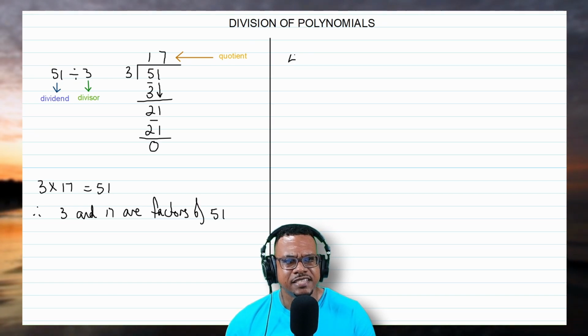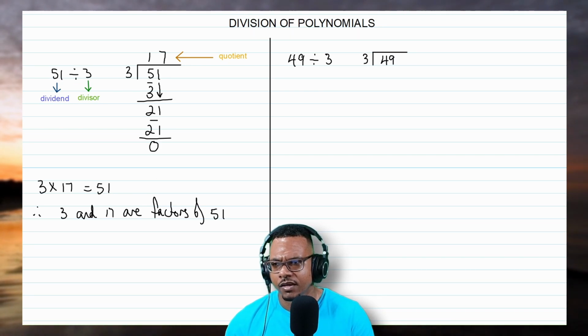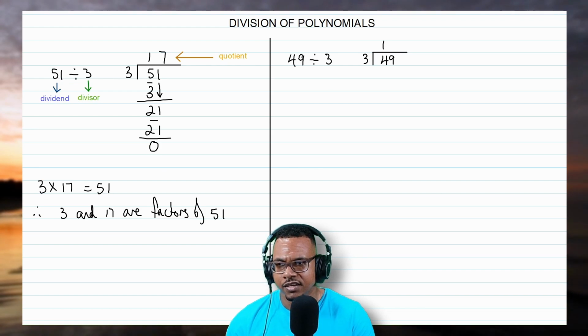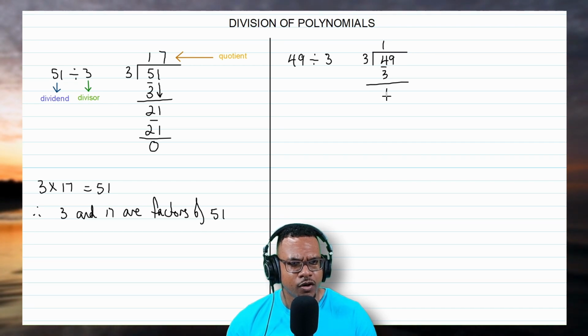Now let's look at 49 divided by 3. So I'm going to have my dividend on the inside, my divisor on the outside. I'm going to say 3 into 4 is 1. Alright, so 1. Then we're going to take that 1 and multiply it by 3 and get 3. Then we're going to subtract 4 and 3, and we are going to get 1. And then we're going to bring down this 9, so we get 19.